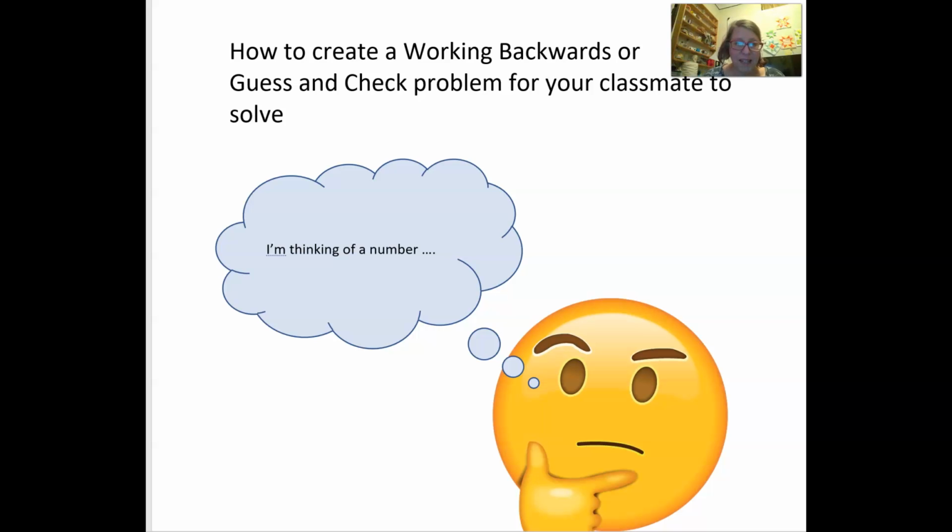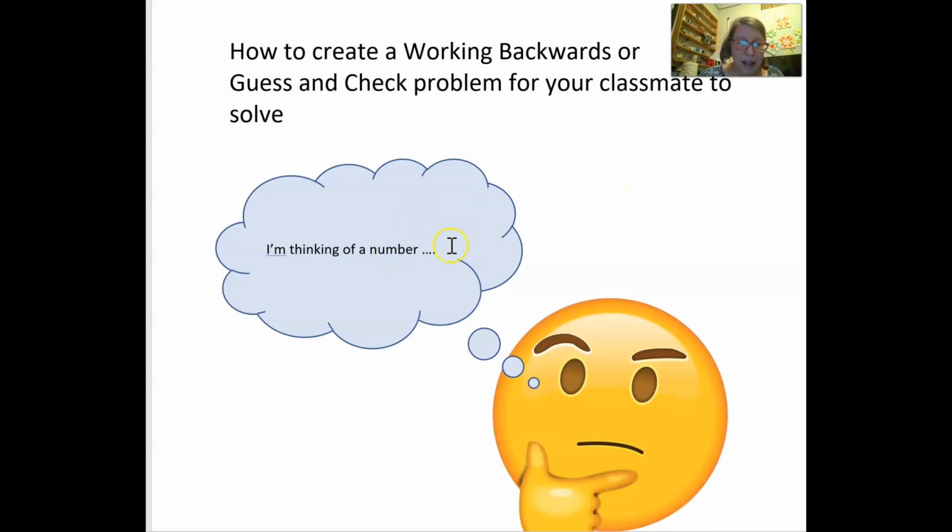Hi, everybody. Today I'm going to help you figure out how to create your own working backwards or guess and check problem so that your classmate can solve it. The key thing about this is you're going to, in your own mind, already have the answer that you're not telling your classmate. So here goes.